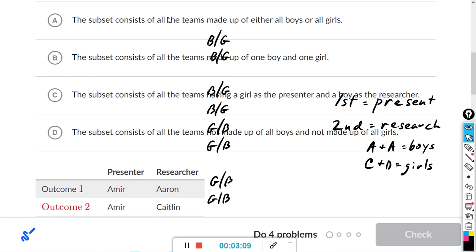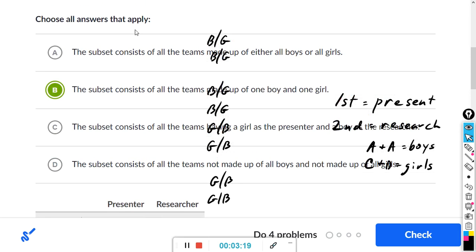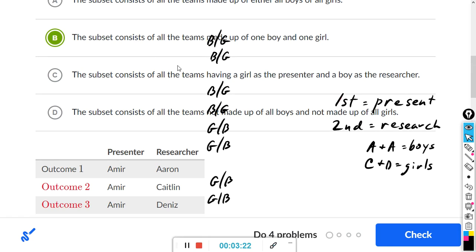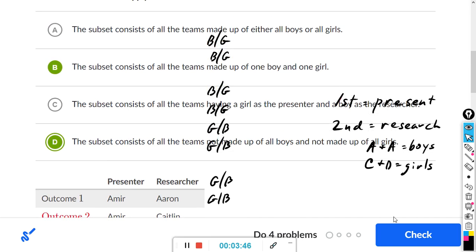So subset of all teams made up of either all boys or all girls, definitely not. All teams of 1 boy and 1 girl, that sounds correct. It says choose all answers that apply. Subset of all teams having a girl as the presenter. No, because the girl would have to be first if that was the case, and sometimes the boy was first because the first person is a presenter. Subset consists of all the teams not made up of all boys and not made up of all girls. I would say that's true as well. So B and D.